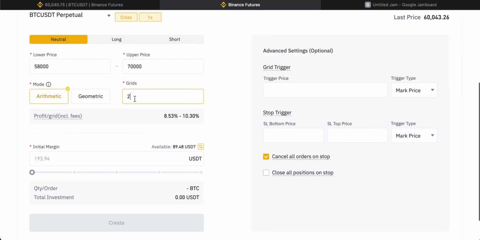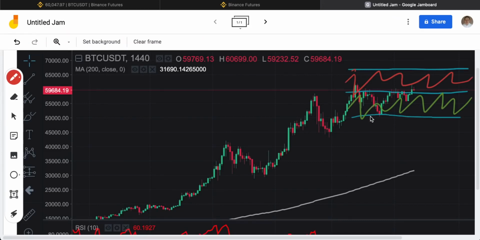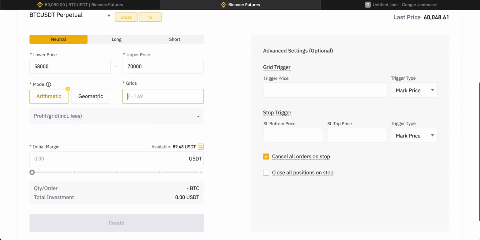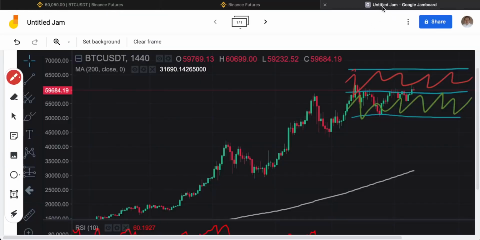So coming back to the futures, you can have two grids. That simply means that you're going to buy once and sell once. If that's what you want to do, you can do that, but you can put up to 149 grids in. So I'm going to put 50 like this. That means I'm going to have 25 buy orders at this bottom level and also 25 sell orders at this top level at different prices.